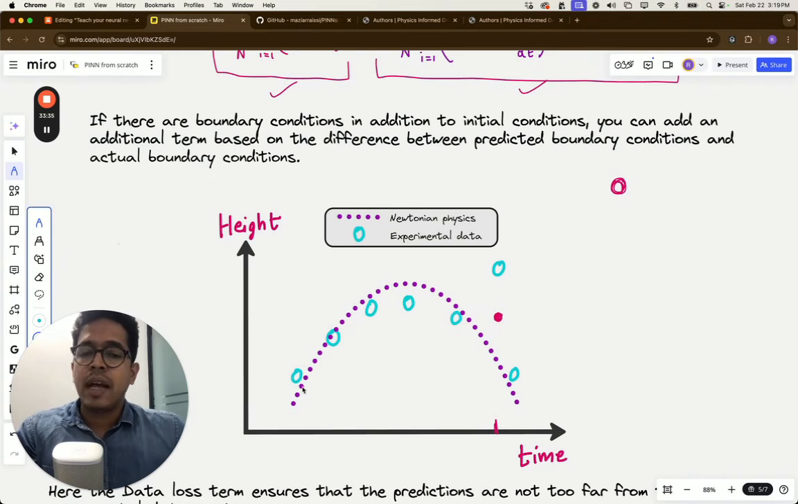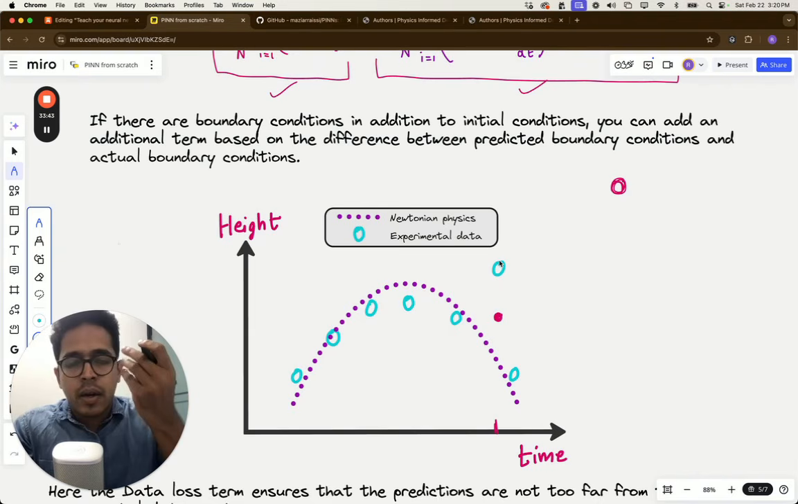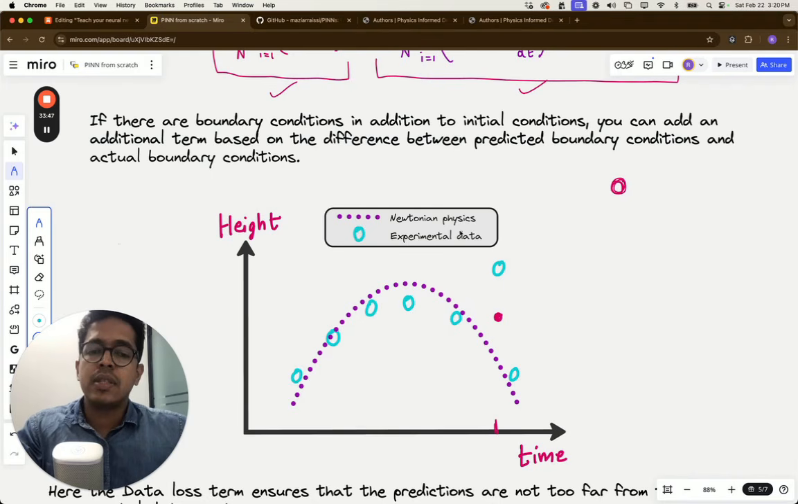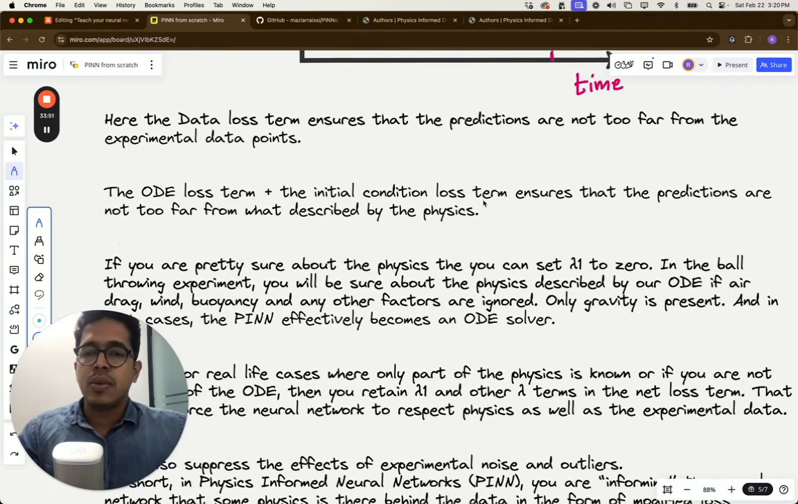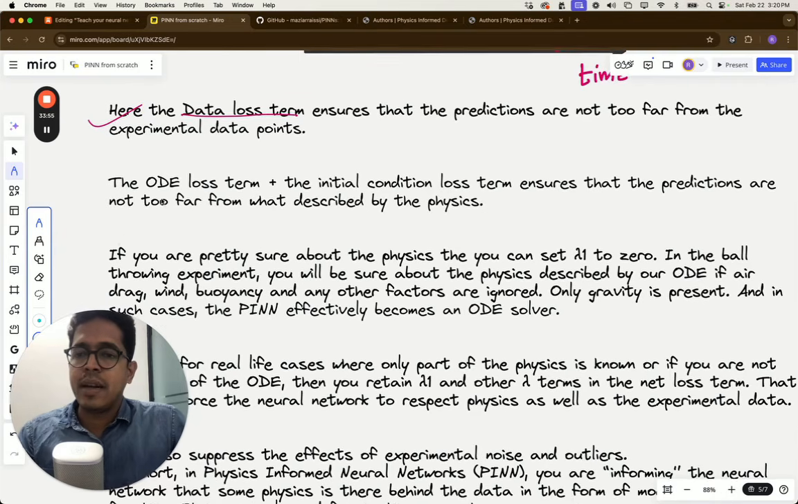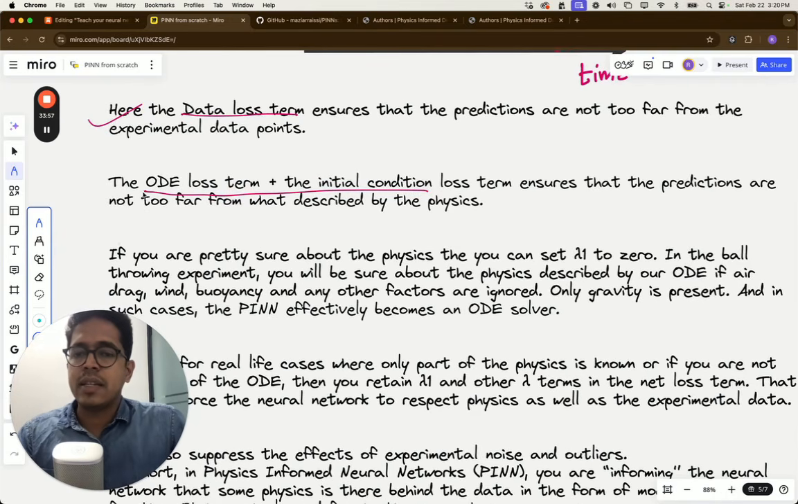Whereas if you did not have physics, you would have minimized the loss and you would have made a prediction where you are too much leaning towards the outlier. But now you kind of minimize or diminish the effect of the outlier so much. So this is the power of physics-informed neural networks. The data loss term ensures that you are not far away from experimental data. ODE loss plus initial condition ensures that you are not too far away from physics.